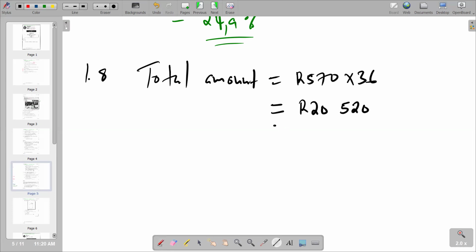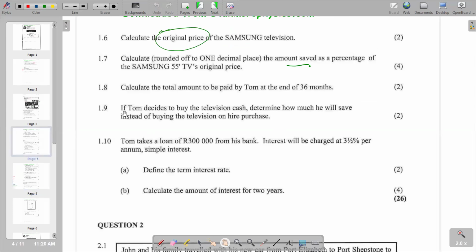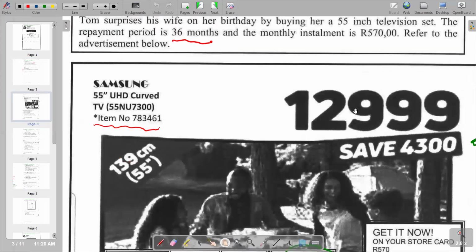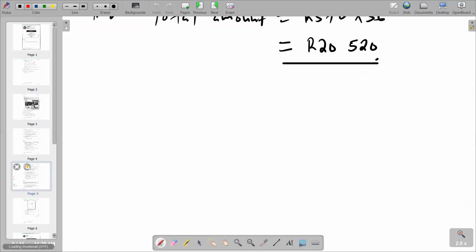So this becomes your total amount. On 1.9, if Tom decides to buy the television cash, determine how much you will save instead of buying the television on hire purchase. Of course, by buying it on cash, this is going to be the price for the cash, 12,999. As compared to the installment amount, which we've just calculated as 20,520. So the difference between the two becomes the amount that is going to be saved.